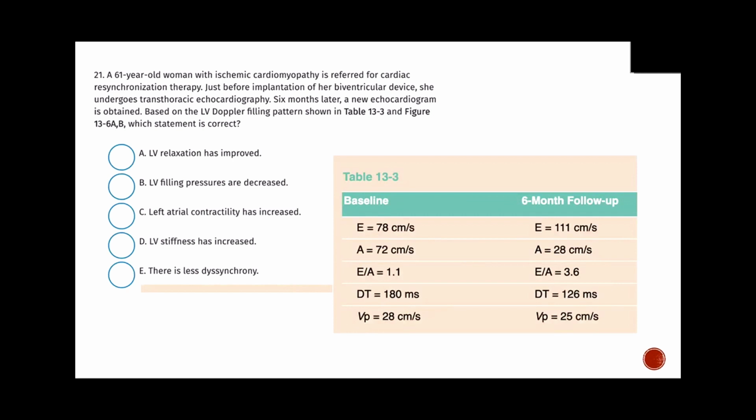We're almost done. A couple questions. A 61-year-old with ischemic cardiomyopathy is referred for cardiac resynchronization. Just before implantation of her BiV device, she undergoes transthoracic echo. Six months later, a new echo is obtained. Based on LV Doppler filling pattern, which is correct?